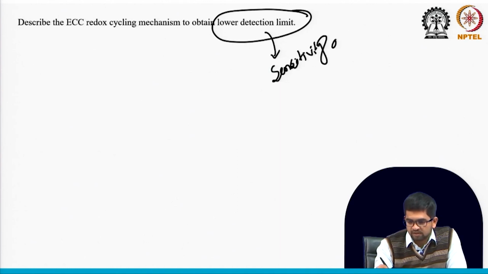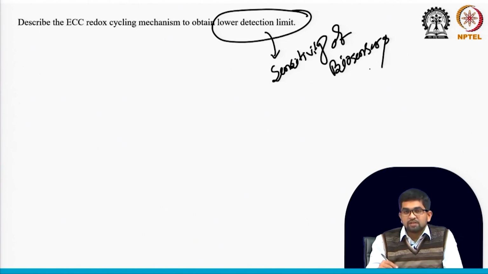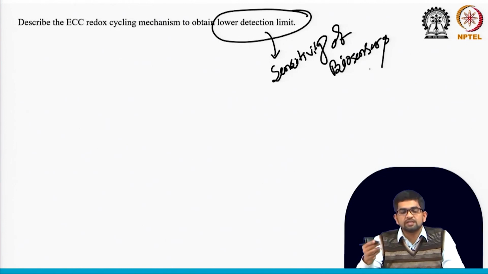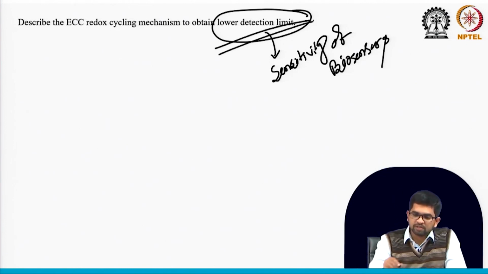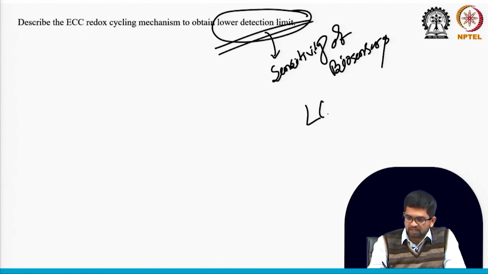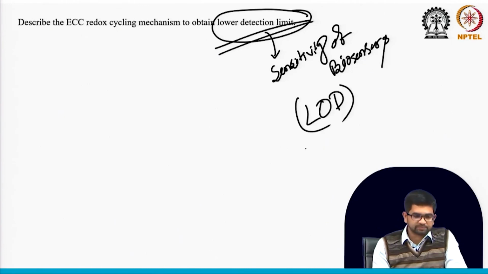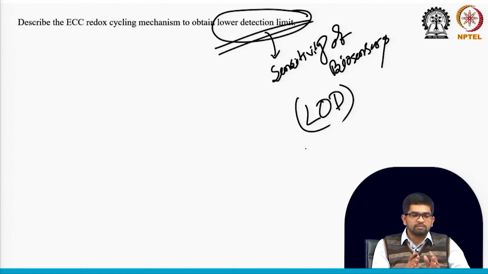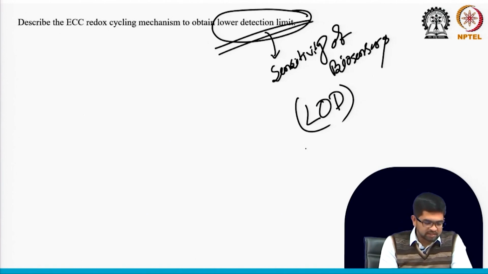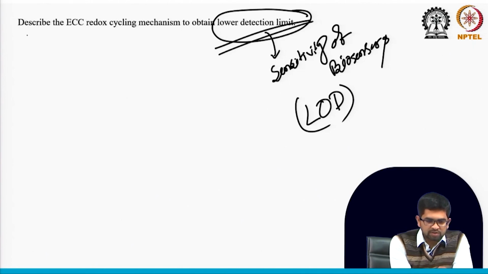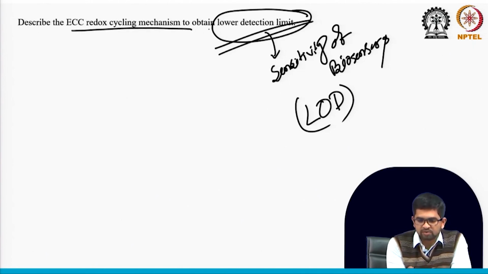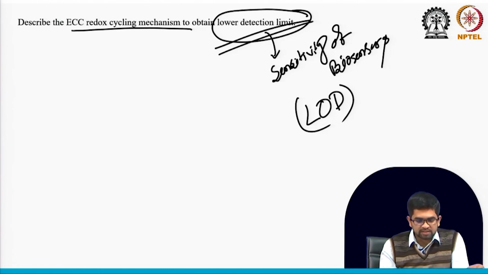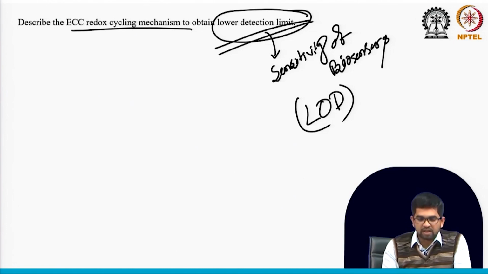Your sensitivity of your biosensor, right? So if you design some biosensors, how sensitive is the biosensor? For that you have to think about your limit of detection, that is called LOD. So first you have to design an ECC based biosensor. So let's design it this way. Because the question is describe ECC redox cycling mechanism to obtain the lower limit of detection. So let's first design and then describe the mechanism and how to improve the lower limit of detection.